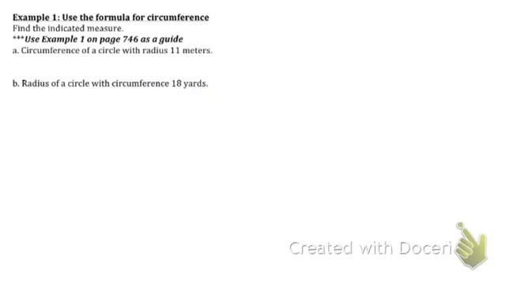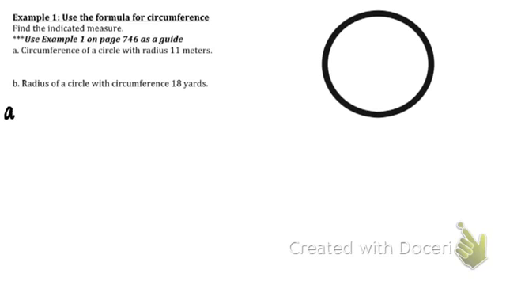Okay, so let's do an example using circumference. Example 1, find the indicated measure. So letter A, we're finding the circumference of a circle with a radius of 11 meters. Okay, so if we're not given a picture, let's draw one. So I'm going to draw a circle first of all, and then fill in the formula. So always write down what formula you need. It's a good habit to get into. So for A, since I'm finding the circumference, I'm using the formula for circumference, which is C equals 2 pi r. Next step, make a list.